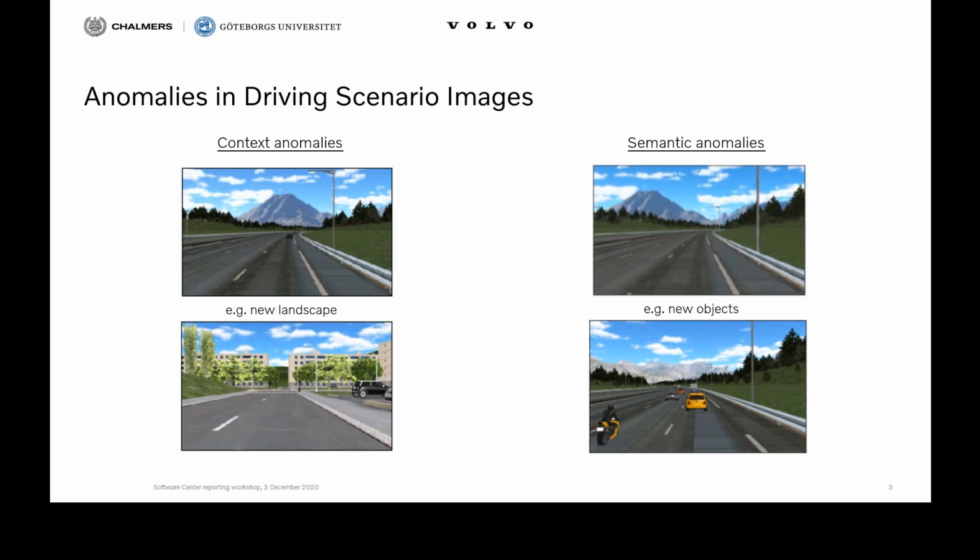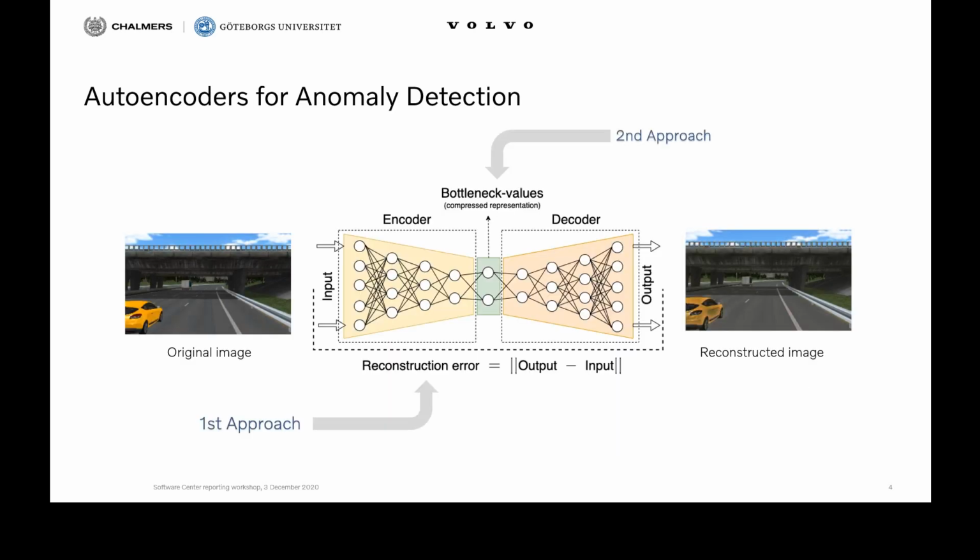We focused on this imaginary situation where we had empty highway roads as the normal set of images and highway roads with vehicles as anomalies, just to start with a little bit easier task and move on to more complex scenarios.